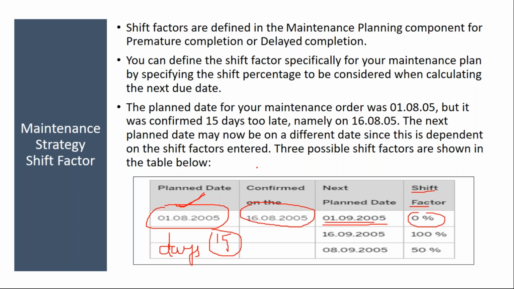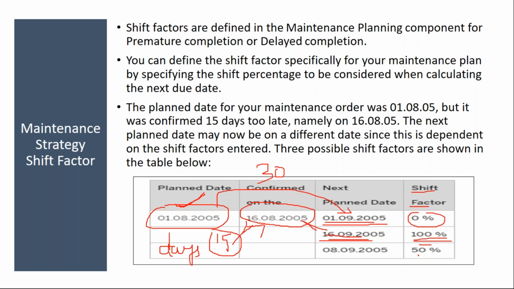So your cycle time is 30 days. So next, if you maintain shift factor 0%, it will get generated exactly on the 1st of September after 30 days. So it will not consider this delay. But if you maintain shift factor as 100%, then it will shift the next order by 15 days because the previous order got delayed by 15 days. So the next order also will get delayed by 15 days because 100%.